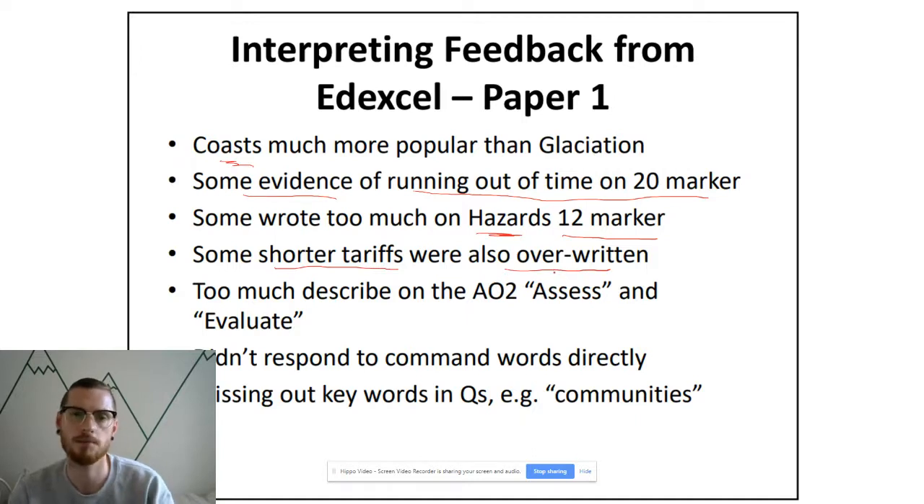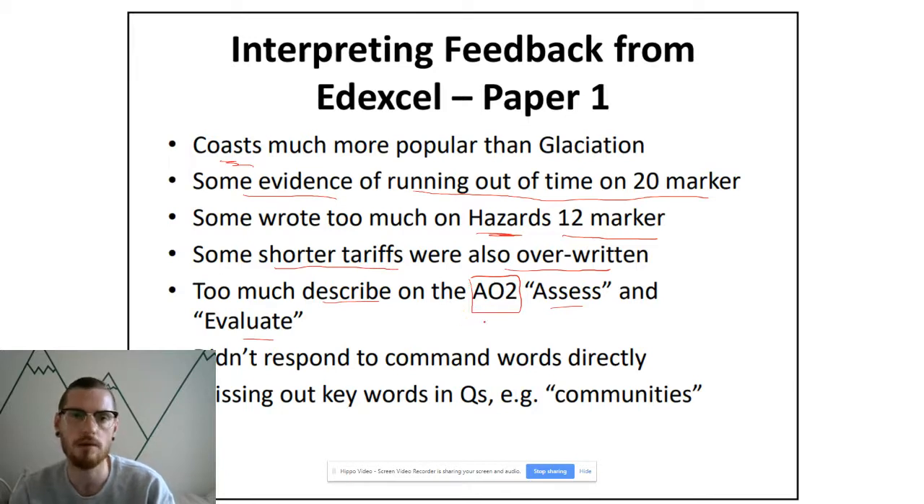I'm going to break down the expectation on a 4 marker so that you can ensure that you are writing efficiently. Too much description on assess and evaluate, which means that you're not appropriately applying AO2. It's application of knowledge, not just describing what you know.